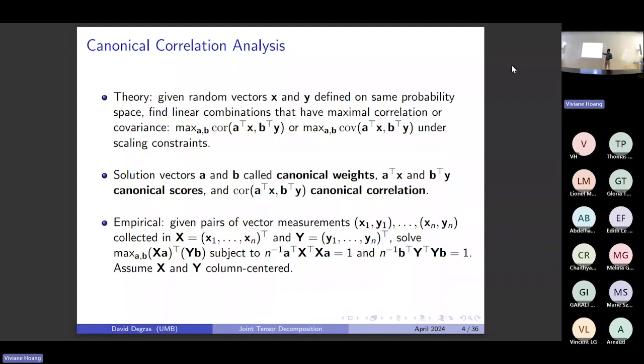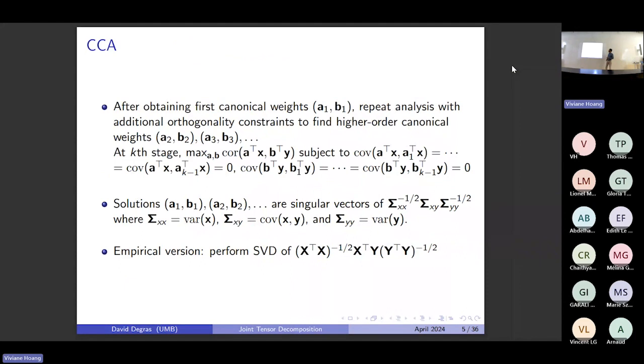So this setup is the theoretical version. We have random variables. Here you have some actual data. The empirical version is this. And eventually, to find those linear combinations of the variables that are maximally correlated, that amounts to calculating the cross covariance of your two sets of data, X and Y, and then you do a singular value decomposition.